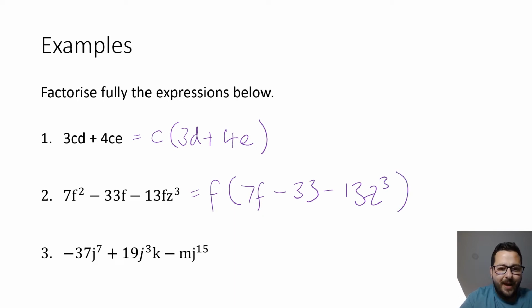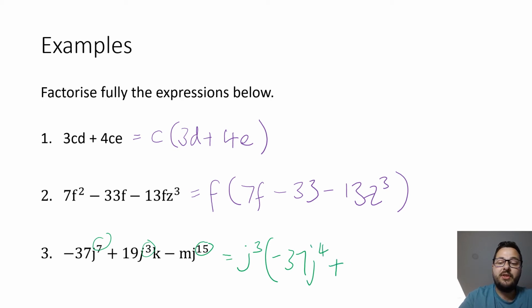Okay, and then finally we've got a powers one. Let me just change colour. So here we've got J to the 7, we've got J cubed, and we've got J 15. So the highest in all of them is J cubed. So there's a J cubed in everything, so we can open our brackets up. So this is minus 37, and then we take away the powers, so 7 minus 3 is 4, so J to the 4, plus 19, J cubed's gone, so we're left with K, minus M, J, and 15 take away 3 is 12.